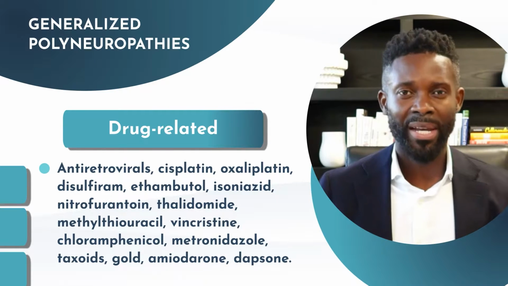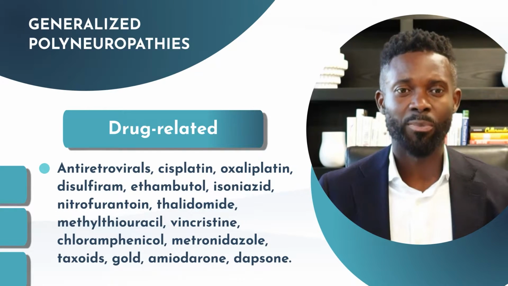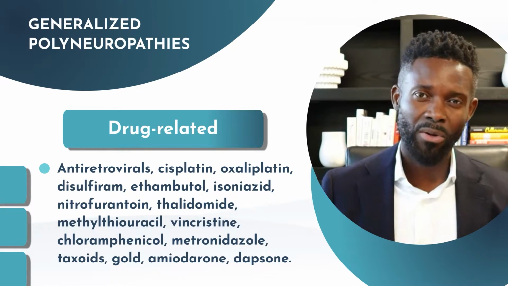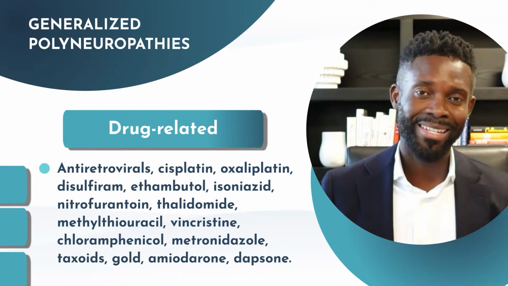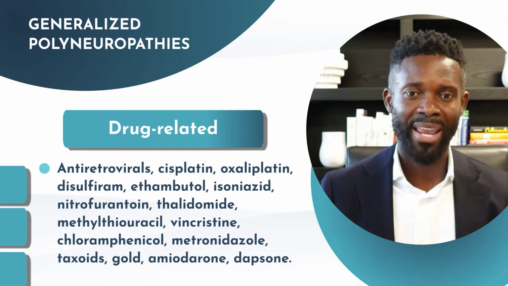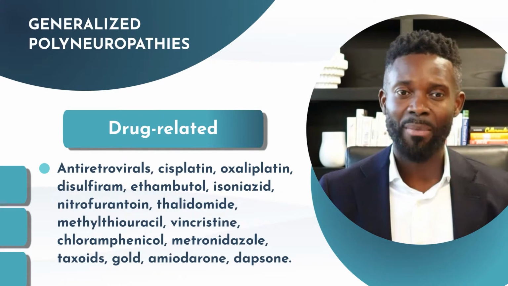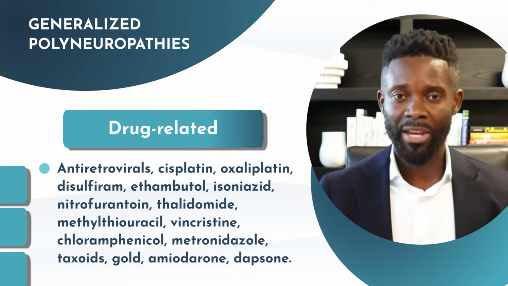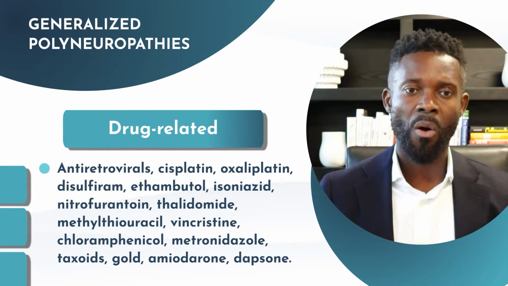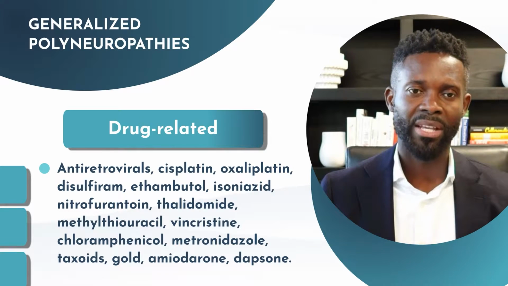We can also have drug-related issues that can lead to generalized polyneuropathy. So antivirals, which are medications that we use to treat viral infections, HIV, cisplatin, which is a medication used to treat cancer. We have specific antibiotics, including nitrofurantoin, metronidazole, medications such as amiodarone and dapsone can all cause neuropathy as a result of the drug.